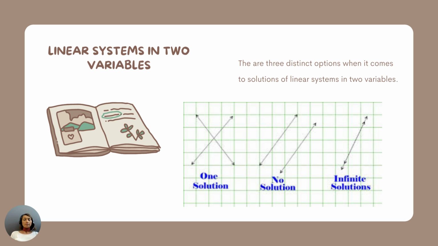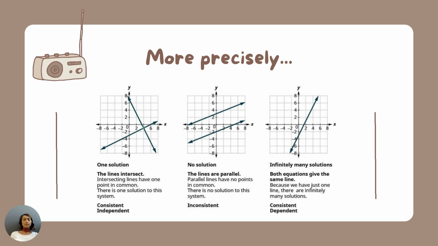There are three distinct options when it comes to your number of solutions. You can have one solution, no solution, or infinitely many solutions. That is more of a review for you. So just make sure you recall what consistent independent systems look like versus consistent dependent, and finally inconsistent systems.